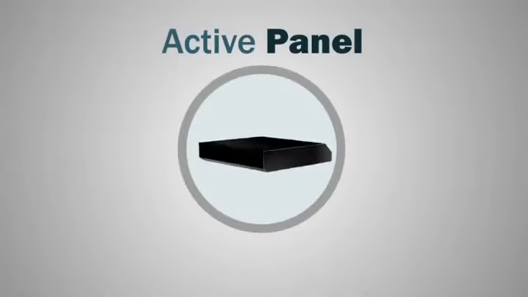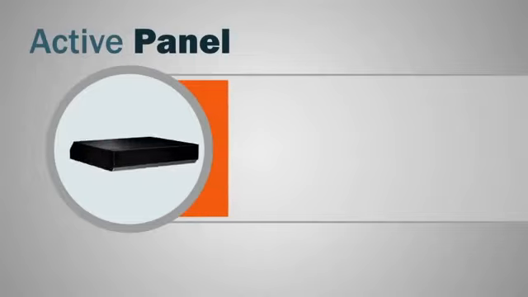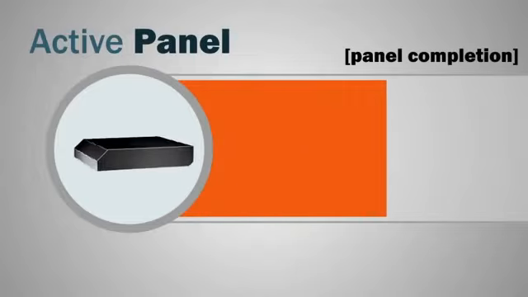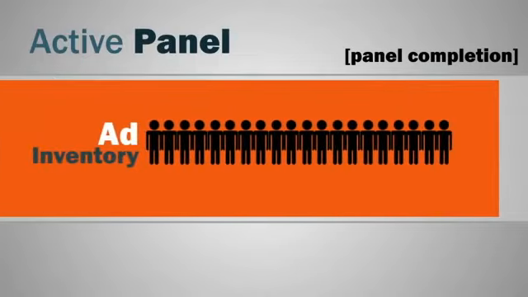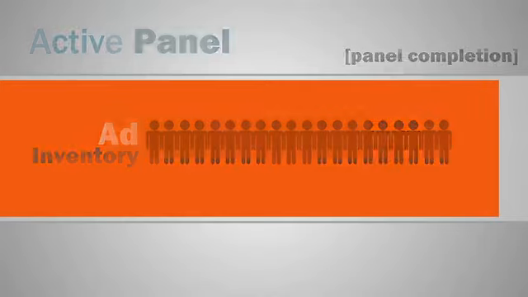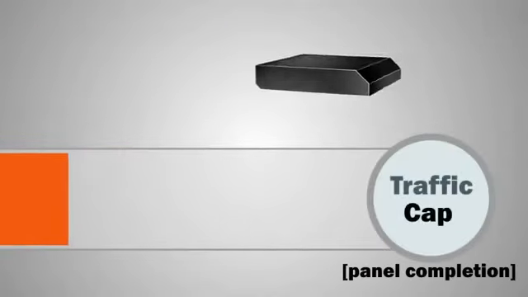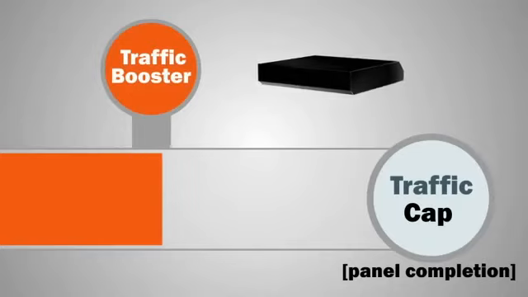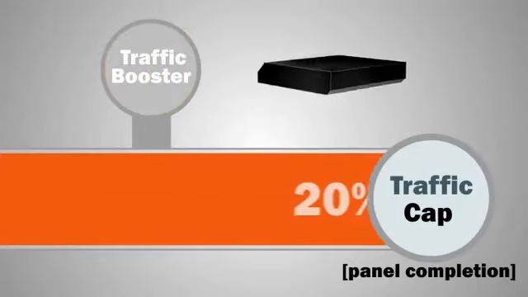Once your panels are active, they move forward towards their traffic cap or point of completion every time an ad is viewed in your ad inventory. If you find you'd rather see your panel moving faster, you can apply what we call a traffic booster, which will increase the completion process by 20%.